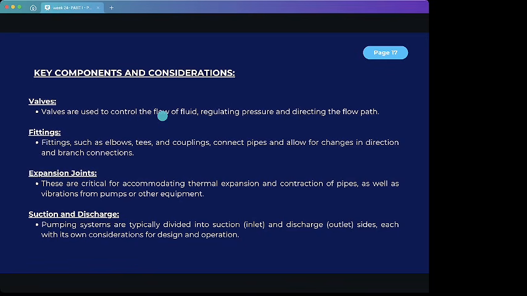We also have the fittings. These are such as the elbows, tees, and couplings. This is to connect the pipes and allow for changes in direction. And the branch connections and expansion joints. These are critical for accommodating the thermal expansions.